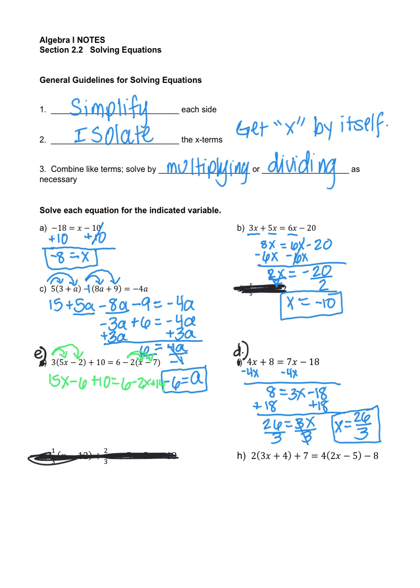Now we have distributed. Now we have to combine our like terms. And we can see here we have our 15x and our -2x. So let's go ahead and bring over our 2x over to the left. So plus 2x plus 2x. And we end up with 17x minus 6 plus 10 equals 6 plus 14.